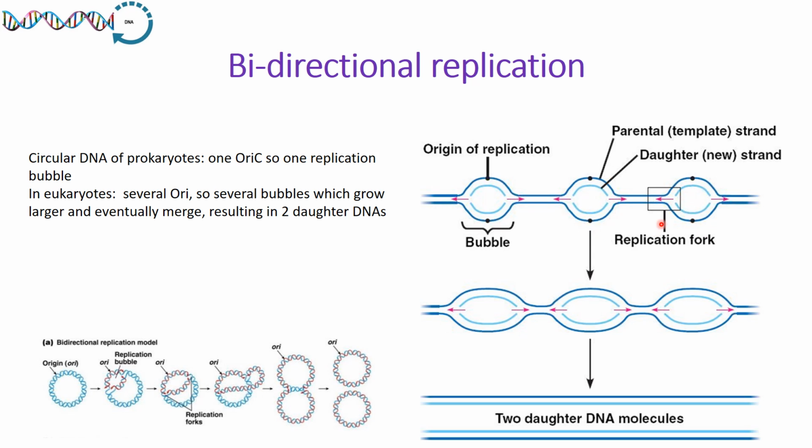So you can see it here. Here's your replication bubble, which gets bigger and bigger, and eventually the two merge and you end up with two molecules. Whereas in circular DNA, you'll have one origin of replication, and it will be like the circle is splitting in two and forming two new daughter molecules.